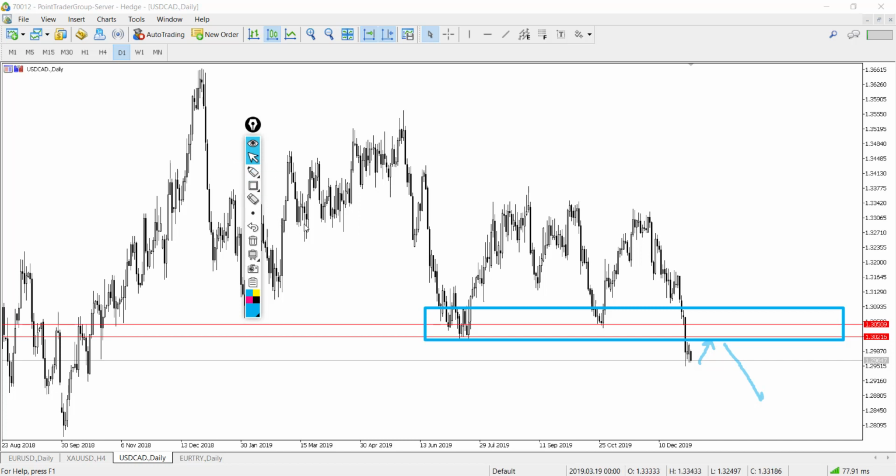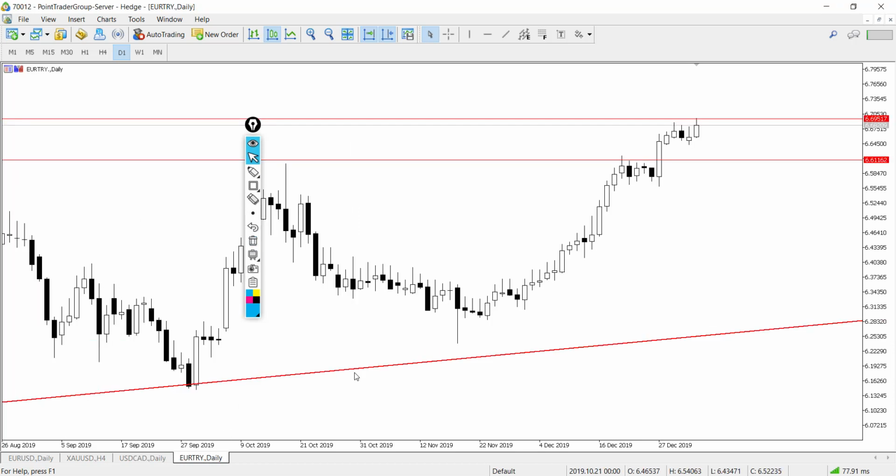Finally, the euro against the Turkish lira on the daily time frame. As you can see here, it is trading in a very tight range. The resistance area is 6.6951, this area, and the support level is 6.6116.